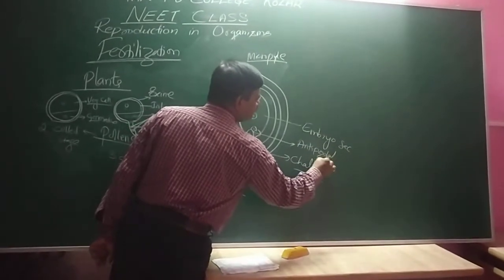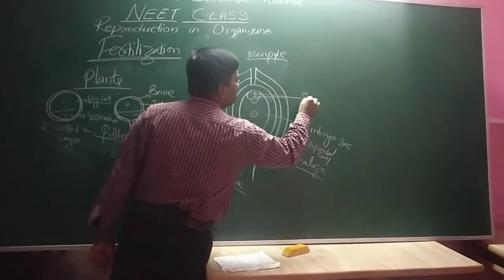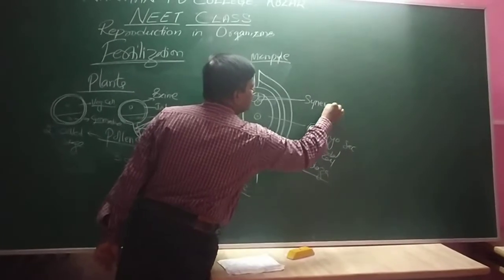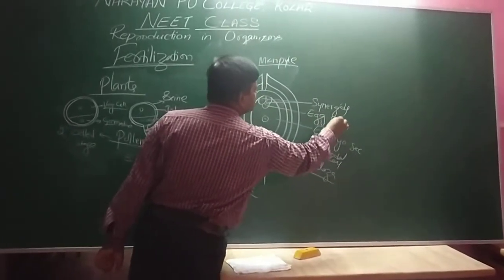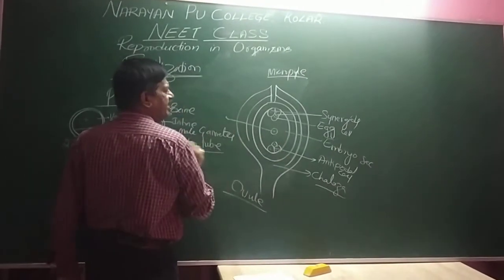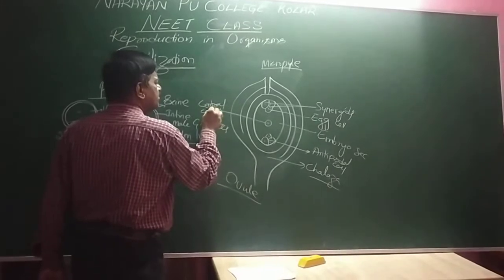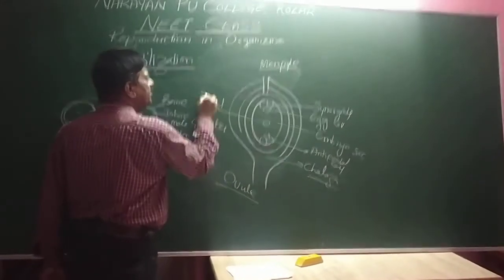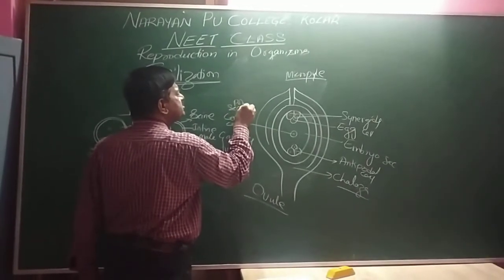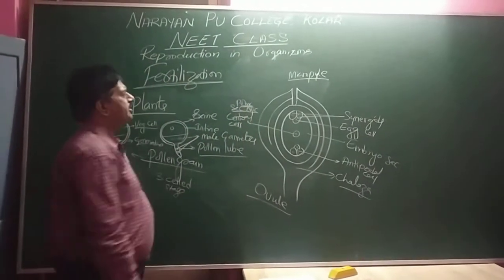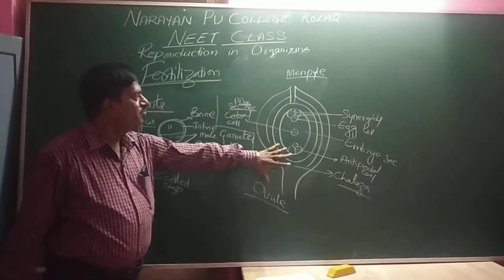The three cells are called antipodal cells. The two cells are called synergids, and one cell is called the egg cell. And at the center, there is a presence of the central cell, or we use the words secondary nucleus or polar nucleus. Polar nucleus, secondary nucleus, or central cell. This is the structure of the ovule.